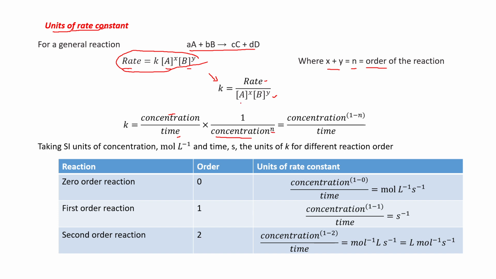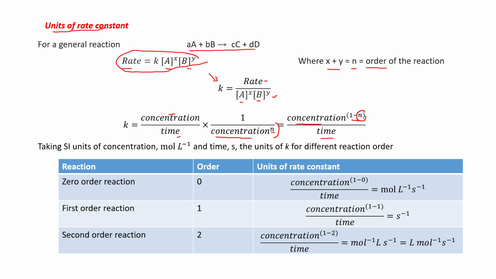Why is this? Because A is also a concentration term, B is also a concentration term, and the sum of x and y is equal to n. That's why we can write concentration power n. When this concentration power n goes in the numerator, we get the term concentration^(1 minus n) divided by time. It means the unit of the rate constant depends on the value of n. And what is n? n is the order of a reaction.